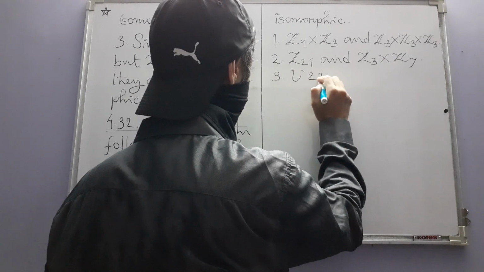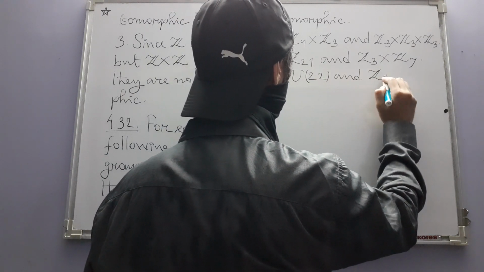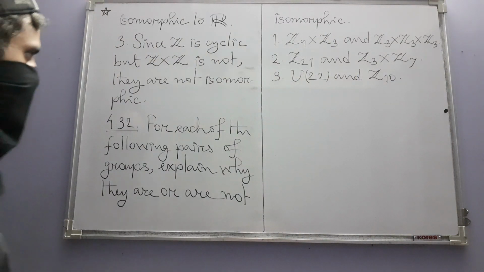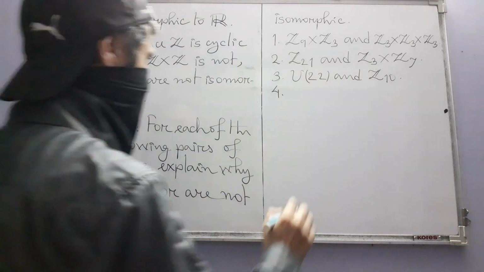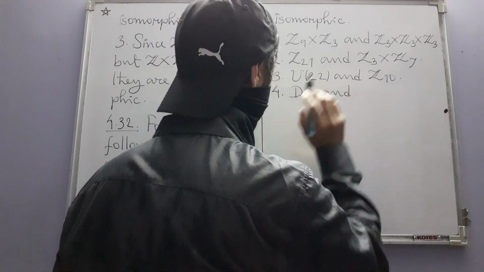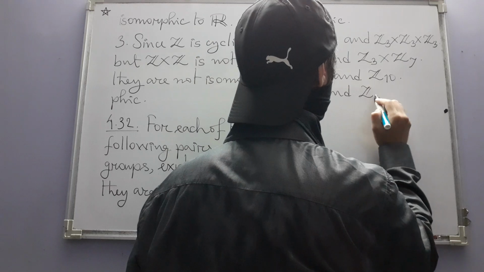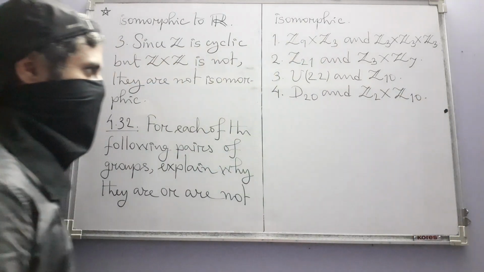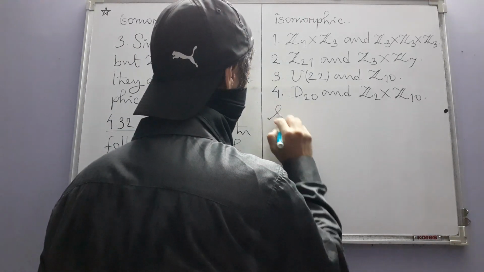U22 and Z10. Okay, and the fourth one is this, D20 and Z2 times Z10. Okay, so let's see.